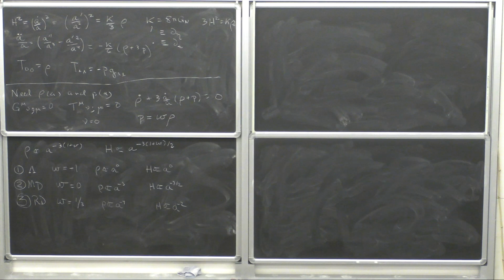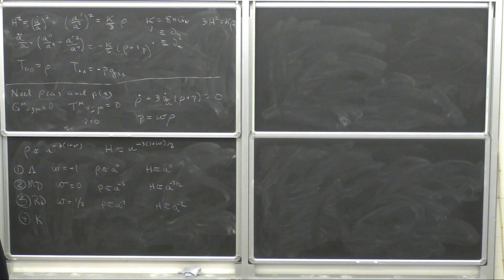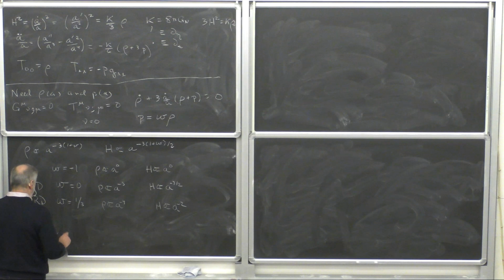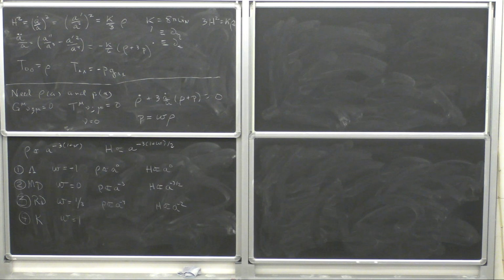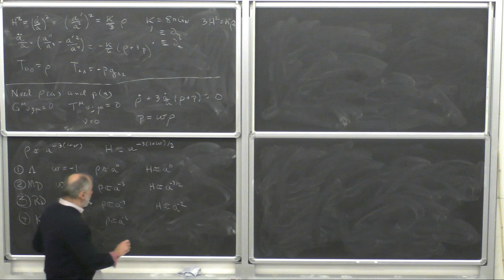And I'll mention one other that I may have time to get to at the end of the last lecture, and that is a kination-dominated universe, a universe dominated by the kinetic energy, say, of some scalar field. This is w equal to 1, where the pressure is equal to the energy density. And for kination, rho is proportional to A to the minus 6, and the expansion rate is proportional to A to the minus 3.